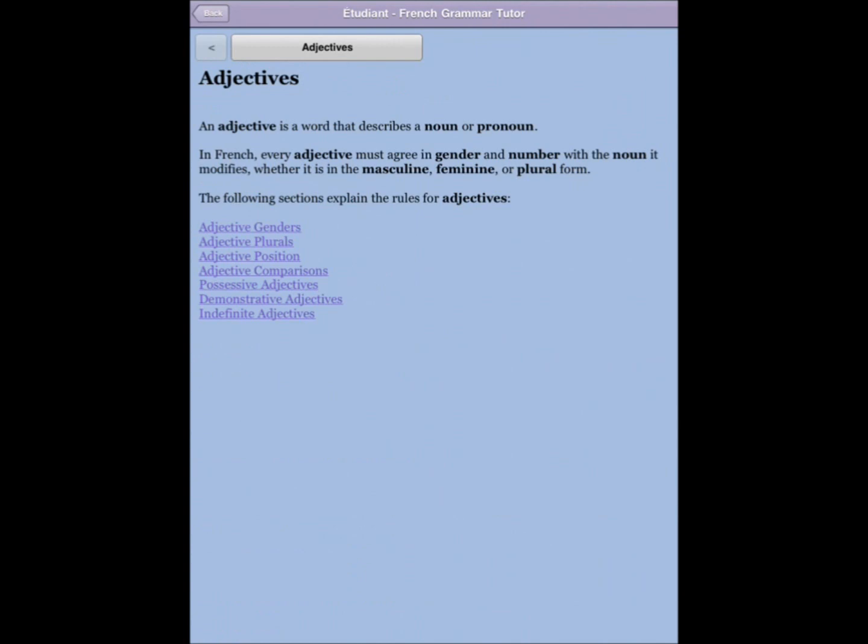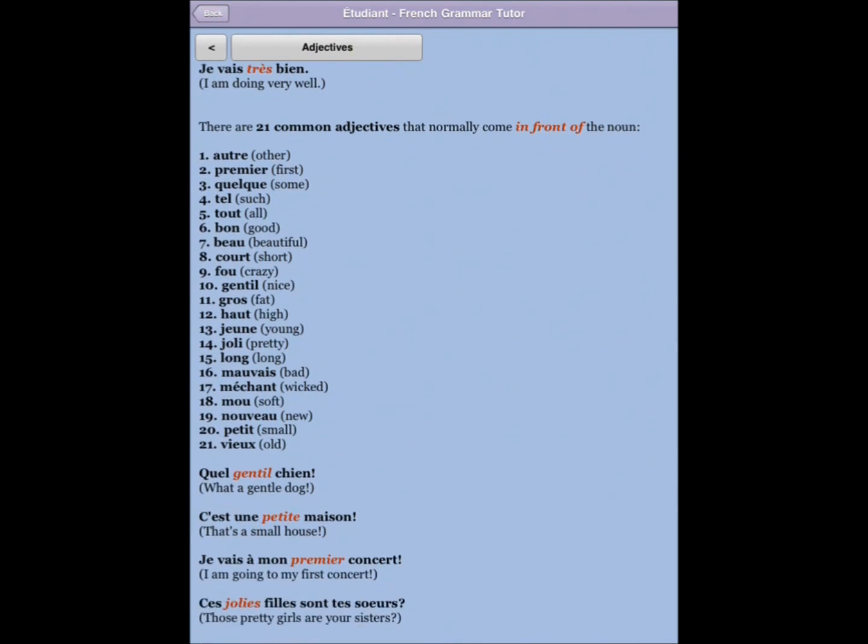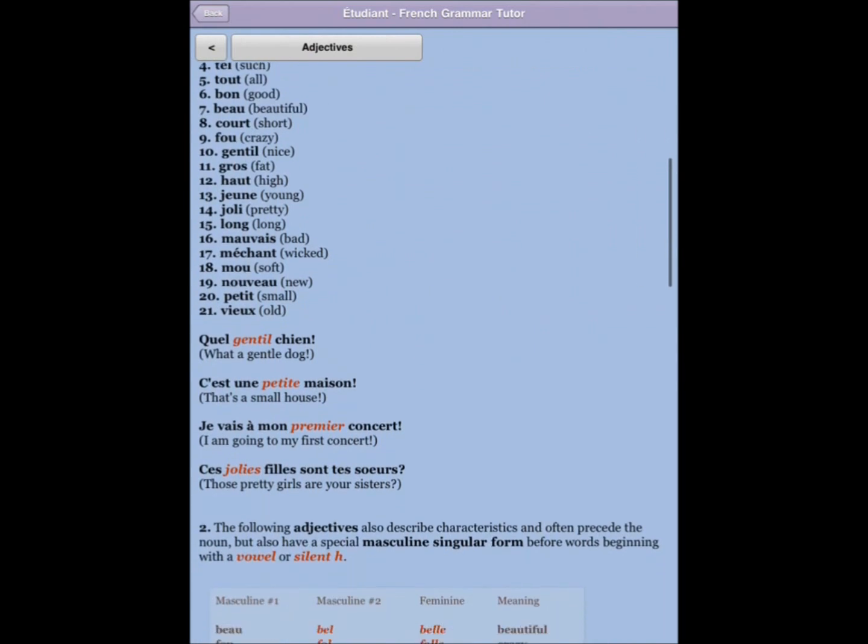Under adjectives, there's information on genders, plurals, position, comparisons, possessive, demonstrative, and indefinite. Taking a look at adjective position. Did you know that there are 21 common adjectives that normally come in front of the noun, and all of the rest come after the noun?